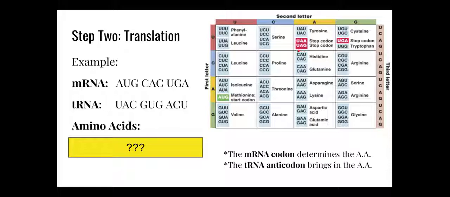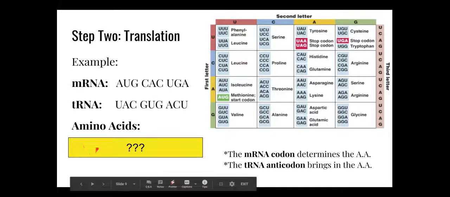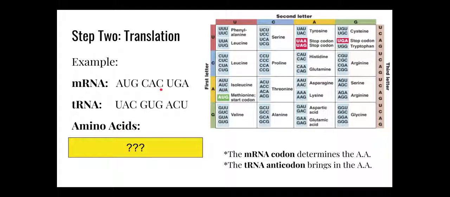These two codons both code for the amino acid histidine. So I could have had a CAU or a CAC to get the amino acid histidine. This is the second amino acid in my chain. So first I had methionine. My second amino acid, coded for by this codon, is called histidine.